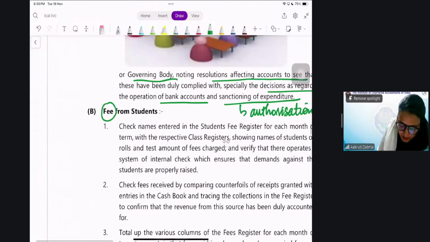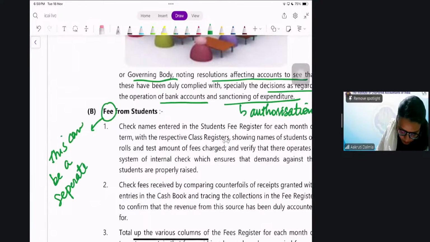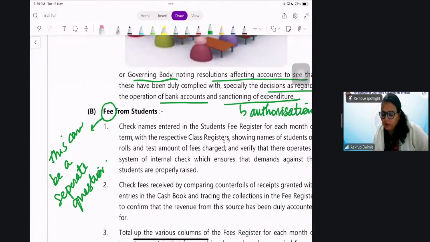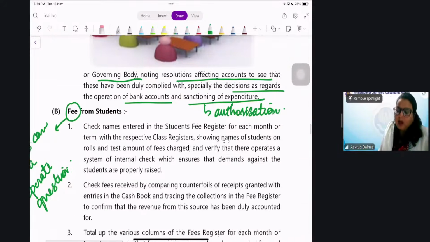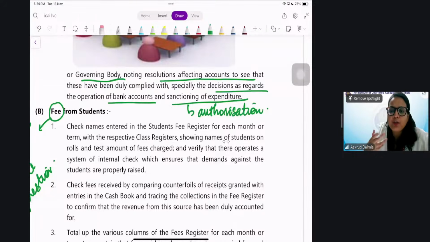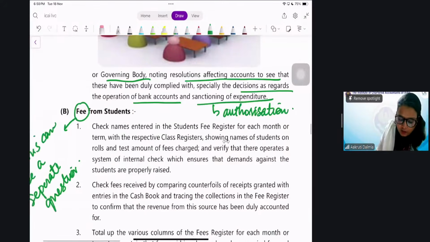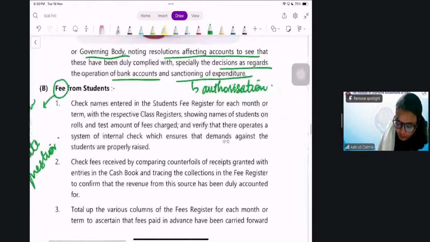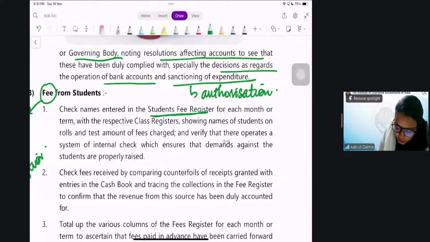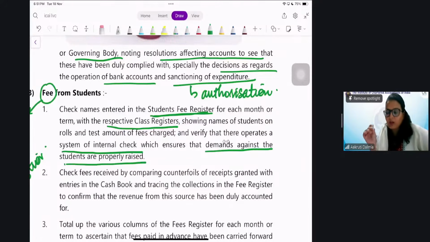Fees from students. This can be a separate question. Please remember that. How will you create an audit checklist for verification of fees from students in case of a school, in case of a college? So this can be a separate question in the exam. So just remember the keywords. Check the names entered in the student fee register for each month and tally with class registers showing names of students on rolls, and test amounts of fees charged. And verify that the school operates a system of internal check, so that demands are properly raised against students. So the school should have a proper internal control system. So basically they have software where, if some fees is not paid, it keeps showing an alert.